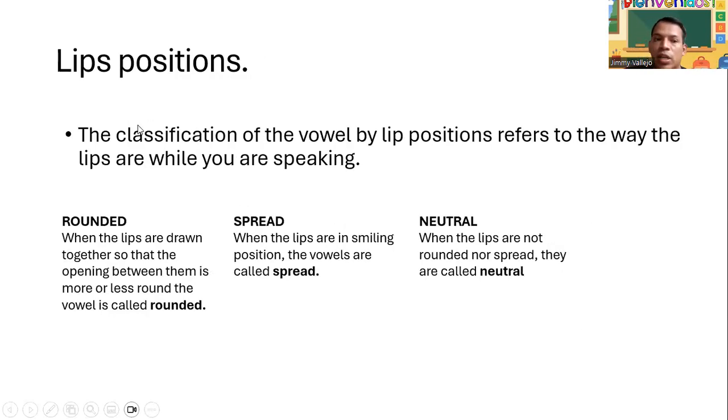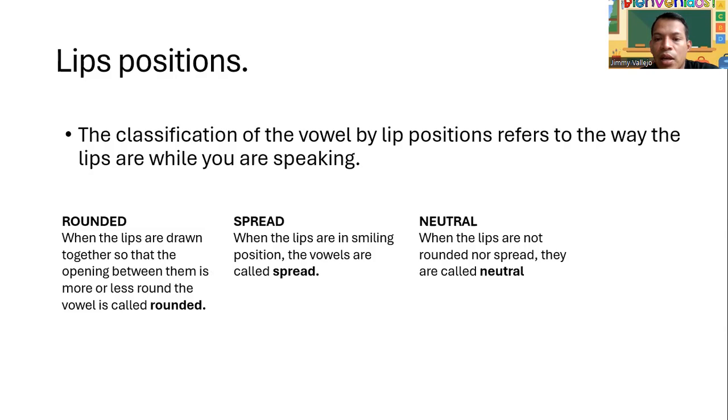The lip position. The classification of the vowel by lip position refers to the way the lips are while we are speaking. We have three classifications of lip position. Number one is round. It's when the lips are drawn together so that the opening between them is more or less round. The vowel is called rounded. Number two is spread. It's when the lips are in a smile position. The vowels are called spread.